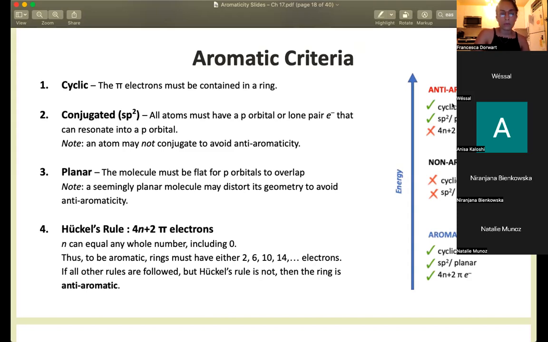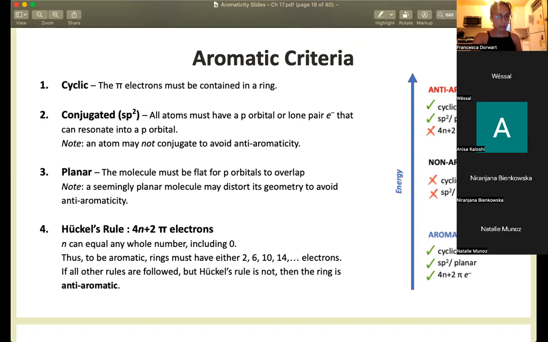Okay, so again, we need something in a ring. We need everything to have a p orbital available, aka sp2, and we need all of those p orbitals to be parallel, aka it needs to be flat and planar. So all of them are not distorted at different angles. So if those three things are met, then we are looking at anti-aromatic or aromatic.